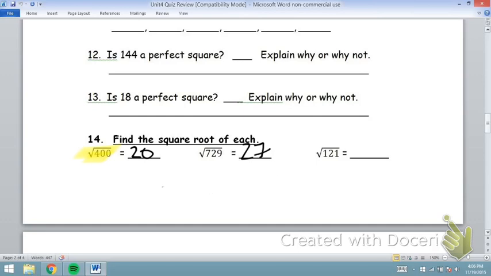And the last one, square root of 121, plug it in the calculator, square root button, the square root of 11.